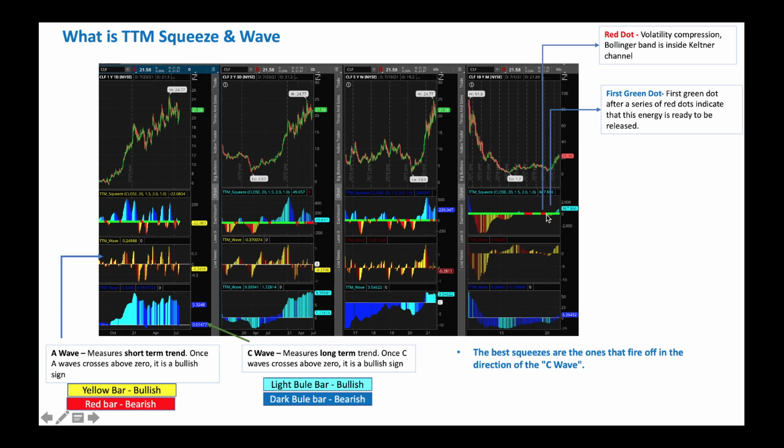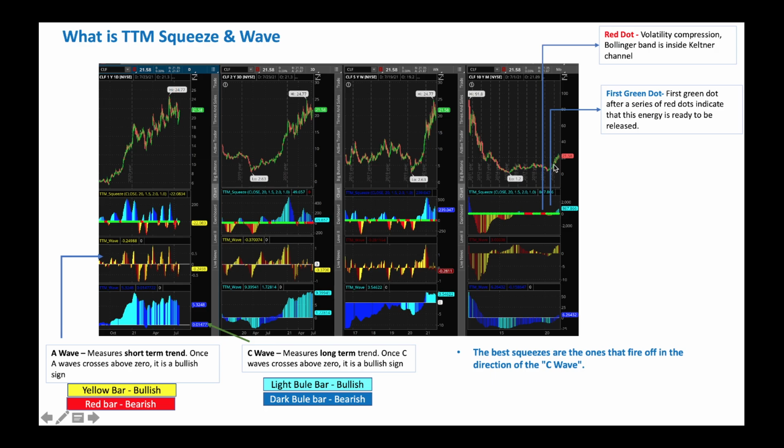The first green dot after a series of red dots will indicate energy is going to be released. And you have to look at the direction of the wave to see if it's going to be higher or bullish or bearish. In this case, because the wave is curving towards the zero line and trending up, that's why it fired on the bullish side or higher side.